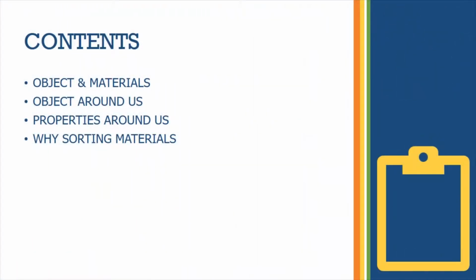Let us see the contents in this chapter. First one is objects and materials. Second one is objects around us. Third one is properties of materials. Fourth one is why sorting materials.